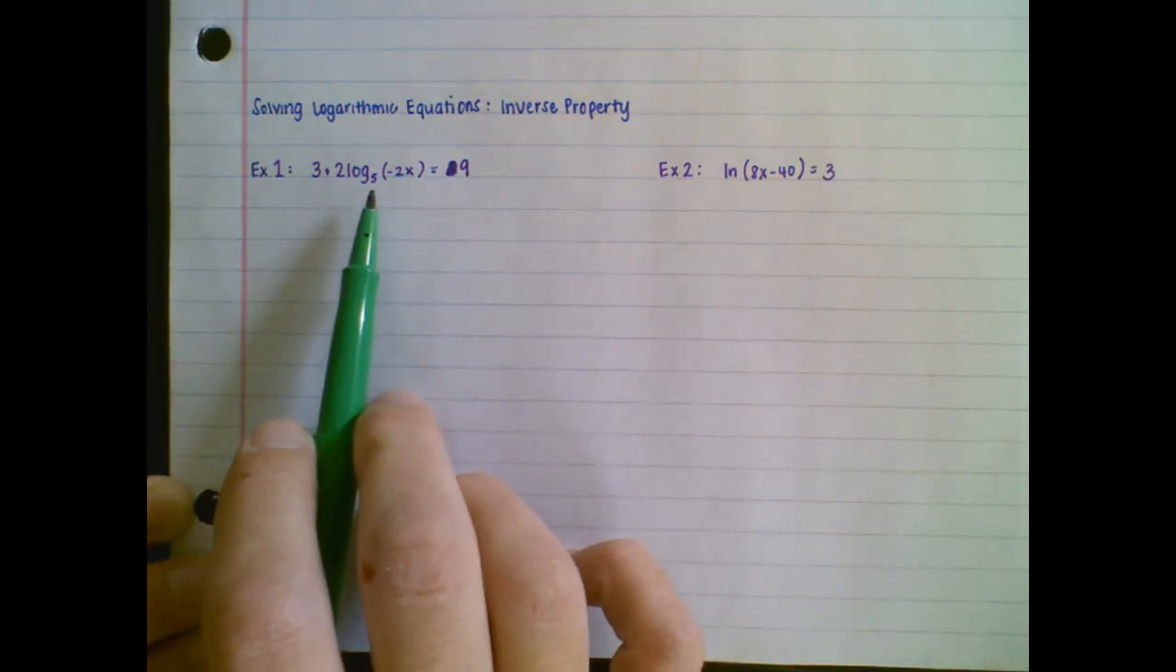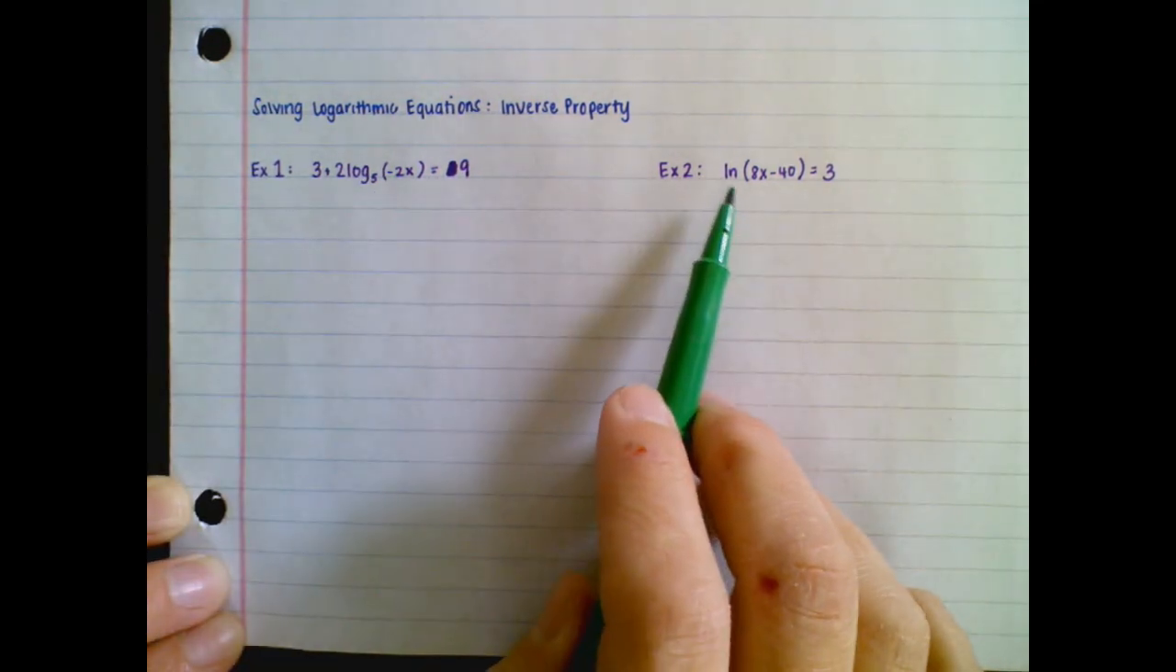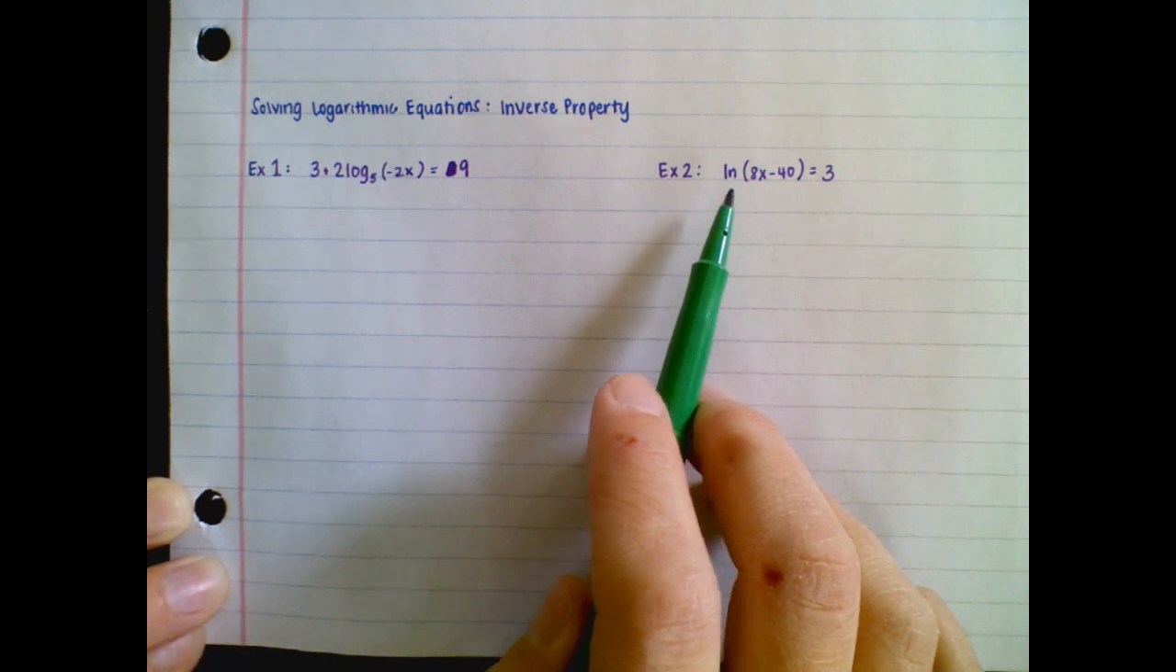Now we're going to use the inverse property to solve some logarithmic equations. So on example 1, you'll notice that I have a log with a numerical base. On the right-hand side, or example 2, you'll notice that I have an equation involving the natural log. So the process is going to be a little bit different.